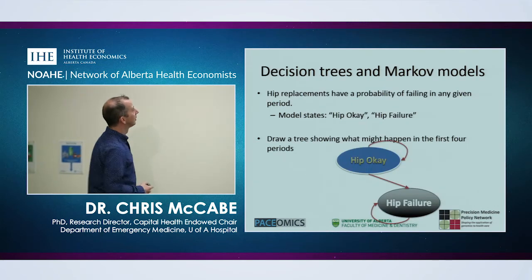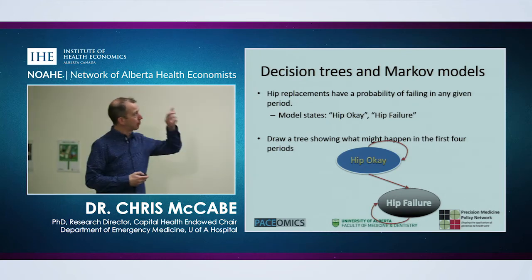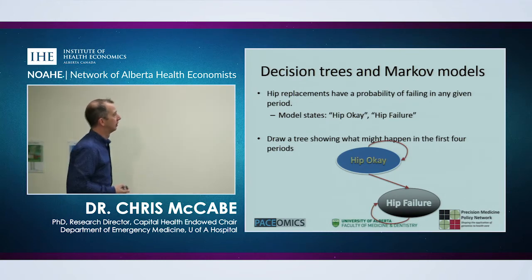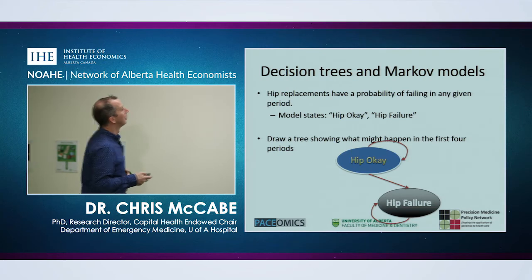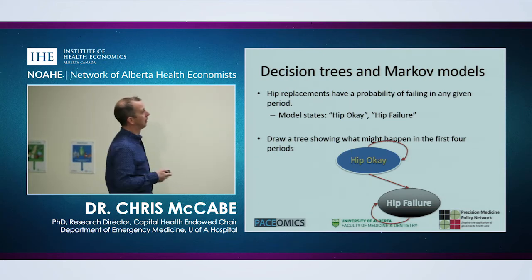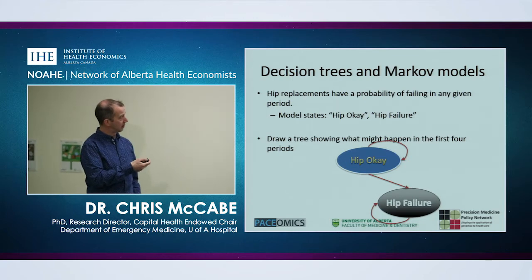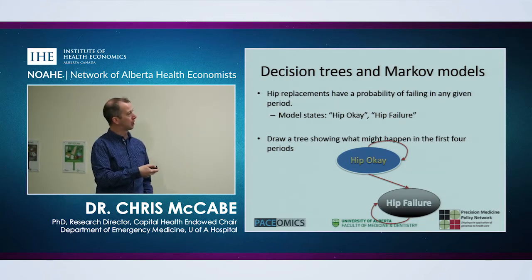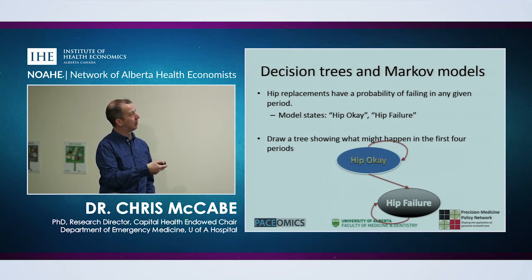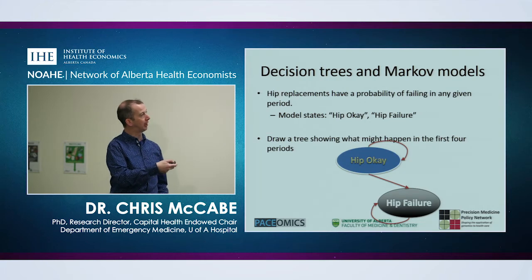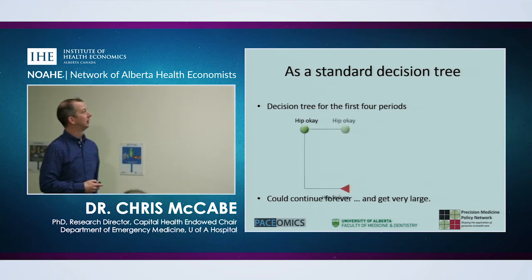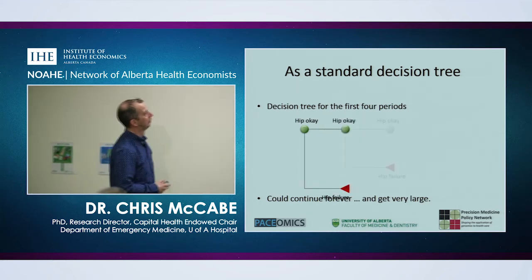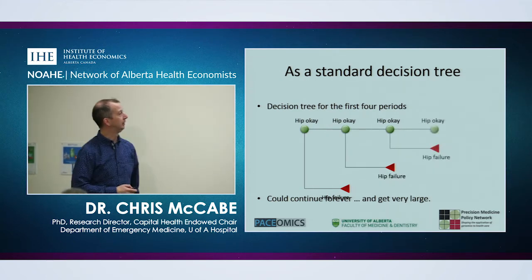Okay? So back to hip replacements. Hip replacements have a probability of failing in any given period. So we've got a really simple two-state model. Hip OK and hip failure. Okay? So we can draw a tree showing what might happen in the first 4 periods. So here's our influence diagram. 2 states, and you can either go from hip OK to hip failure, or you remain in hip failure, or you remain in hip OK. You can't move from failure back to OK in this model. So here's our decision tree. Period 1, and period 2, period 3.